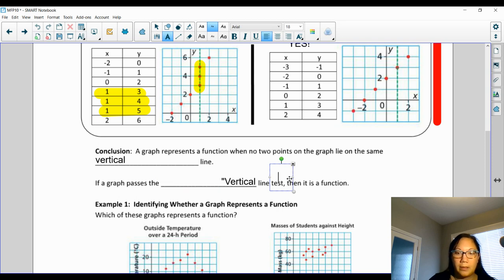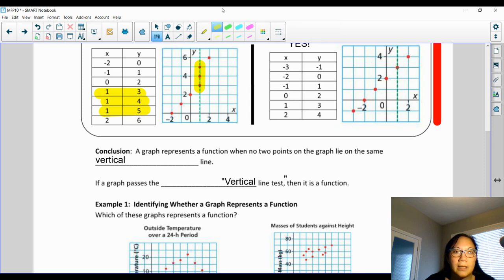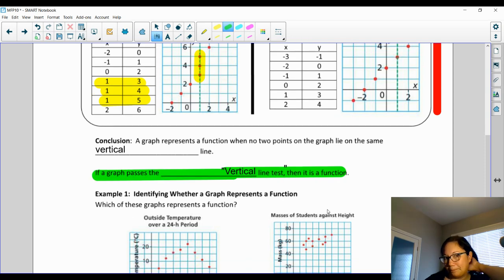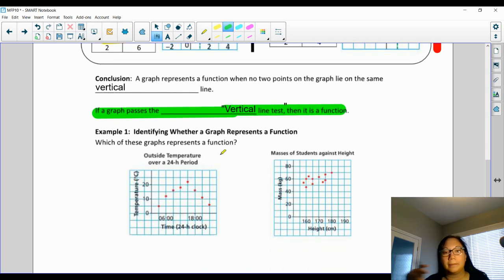I'm just going to put the quote marks here. So that's a really common test used in mathematics to figure out if something is a function or not. So I'd say that's a really important point. Okay, going on to example 1.